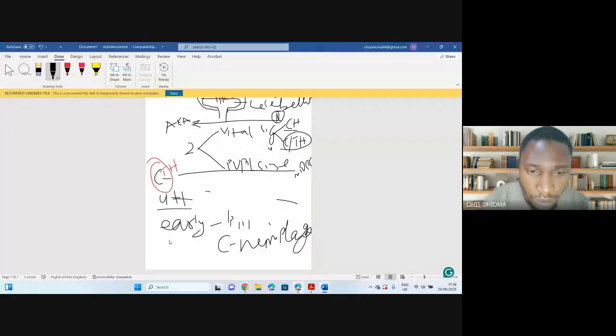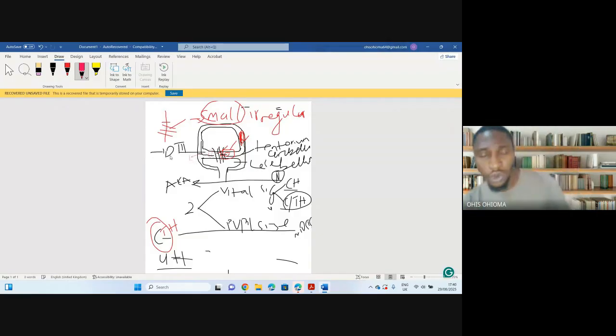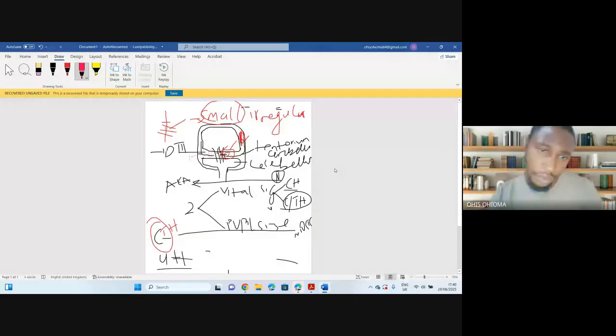But what happens over time when the bleeding becomes so much, it pushes this uncus to compress against this midbrain, and then the midbrain bulges on the other side. So let me use this marker to show you what I'm talking about. The midbrain bulges on this other side here. It now starts compressing the uncus of this other lobe, the temporal lobe of this side here.